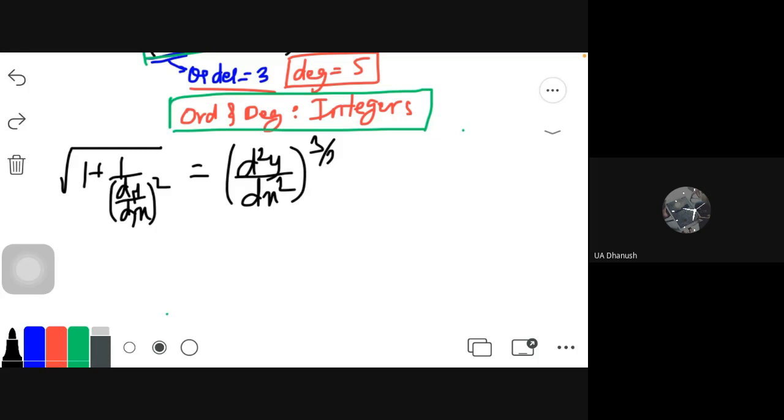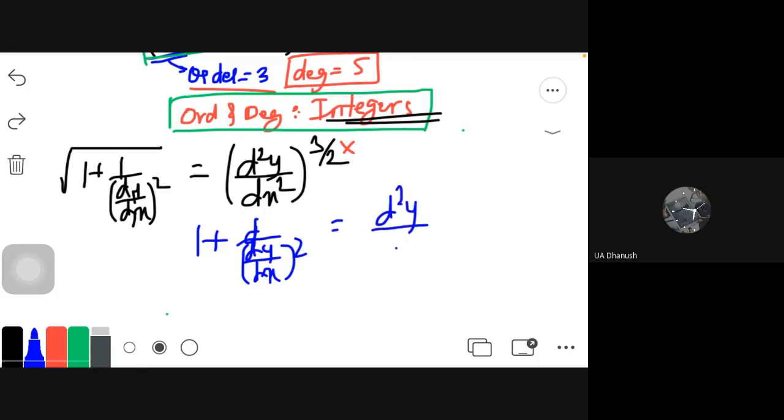Now what I have written, it should be integers only. So this is not allowed, because this is not an integer, it is a fraction. So what I will have to do is square both the sides so that this 2 can be removed and I can get an integer. In squaring both the sides, this square root will go away and I will get 1 plus 1 upon dy by dx, the whole square is equal to d2y by dx square raised to 3.